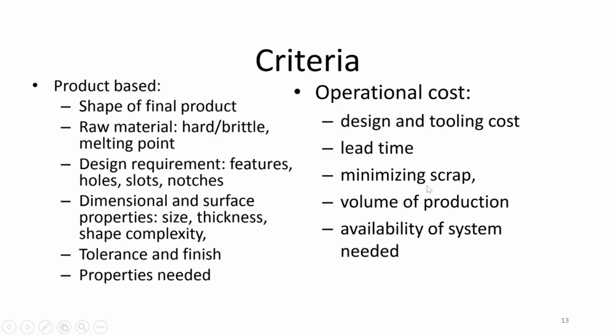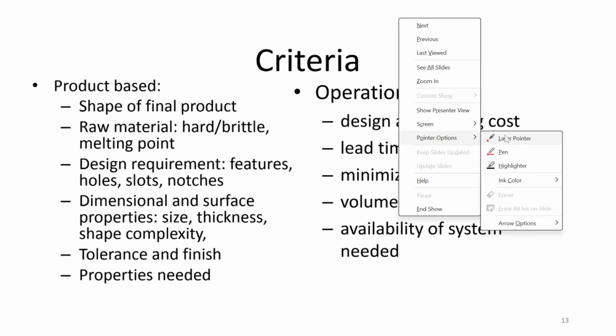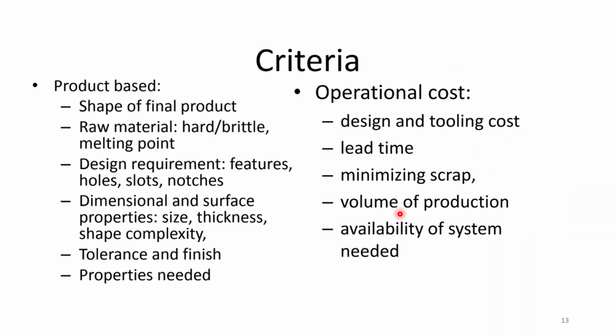Minimizing scrap. In case of powder metallurgy and casting, there is less scrap generated compared to machining. And volume of production. For example, in case of additive manufacturing, the volume has restriction. There is only a smaller amount of volume that you can produce in one go. And availability of system needed.